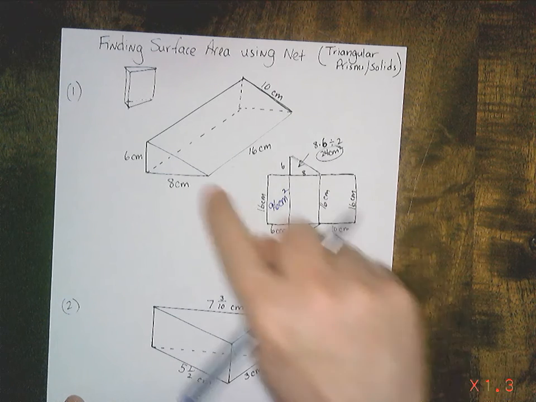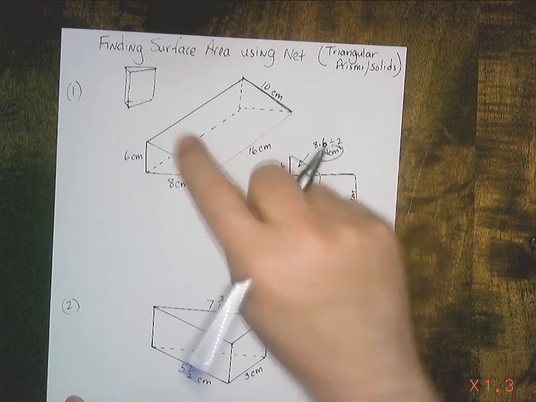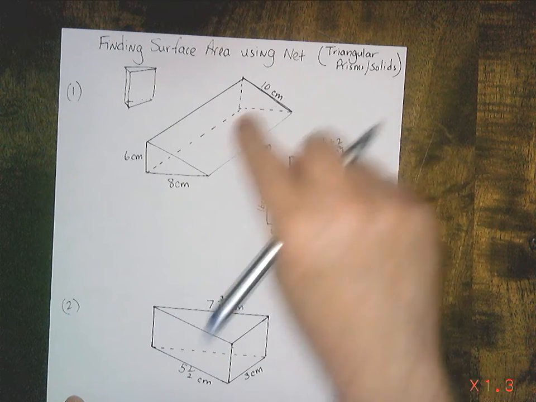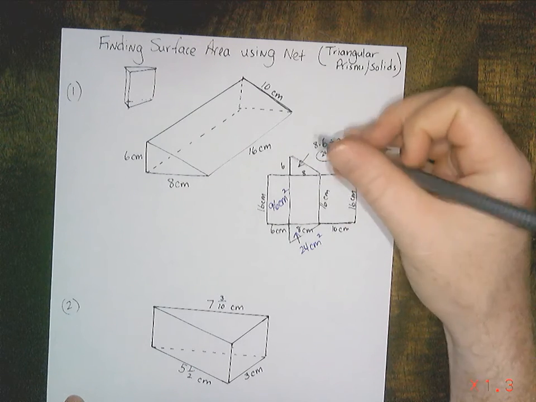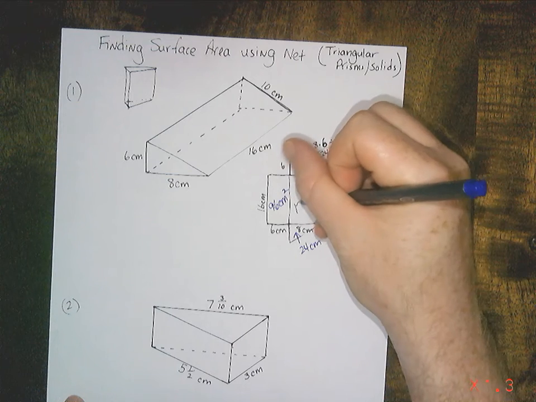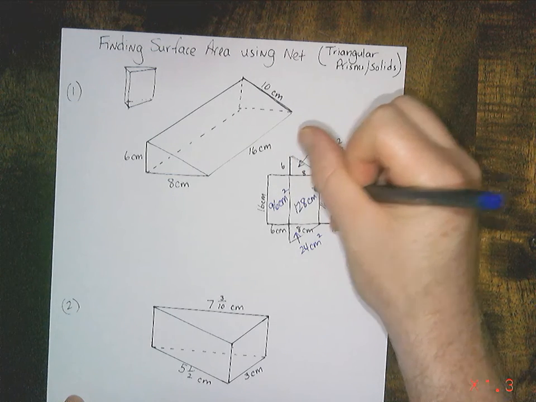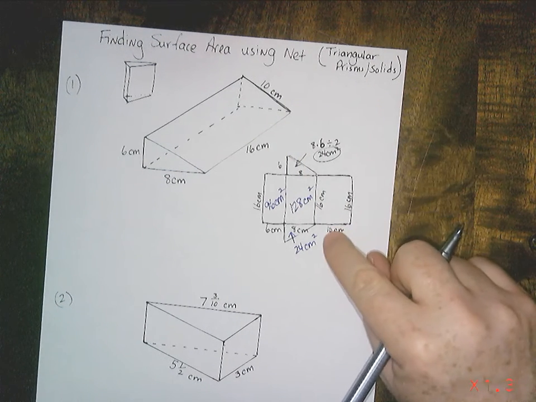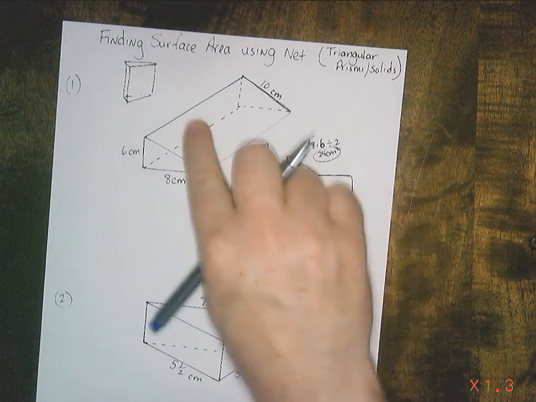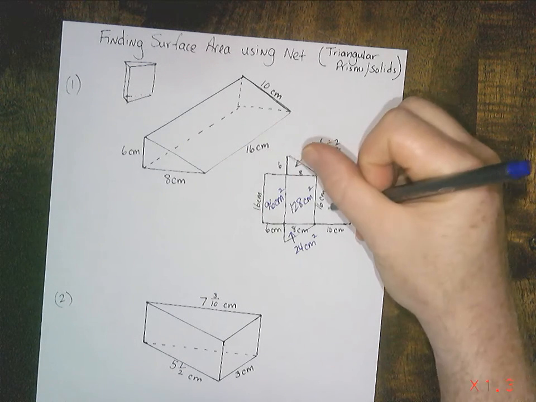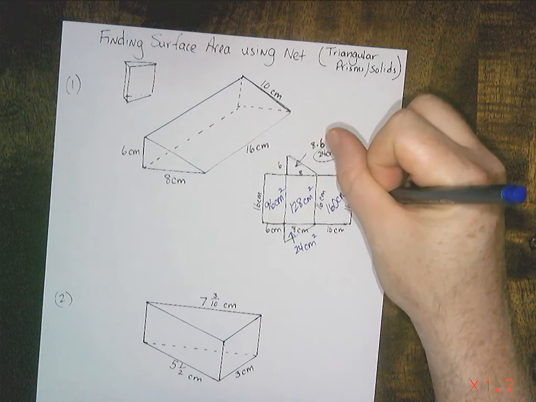This bottom part, which some people think is the base, is not. It's on the bottom. It's 8 by 16. So 8 times 16 is 128 centimeters squared. And then this one's a 10 by 16. This 10 by 16, which was the part that slanted, is 160 centimeters squared.